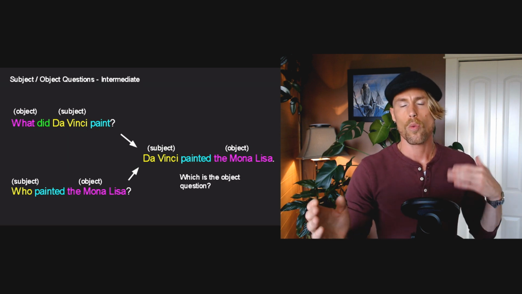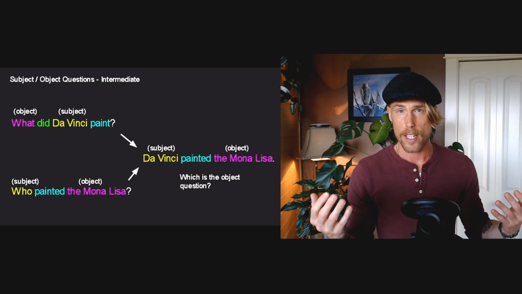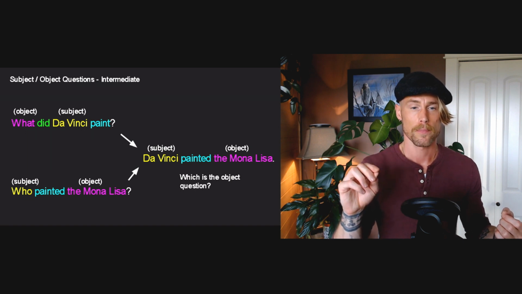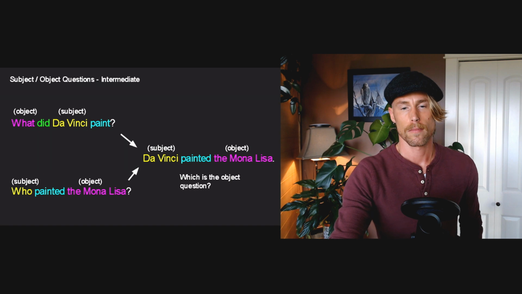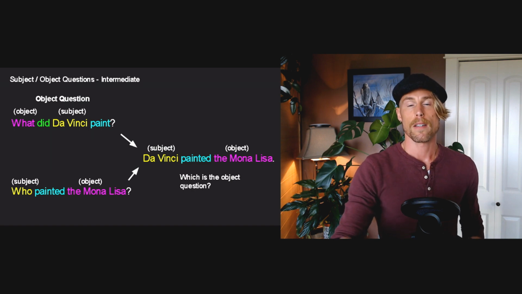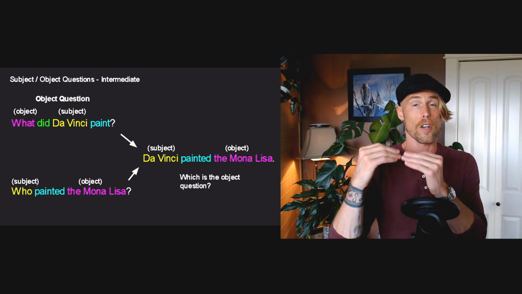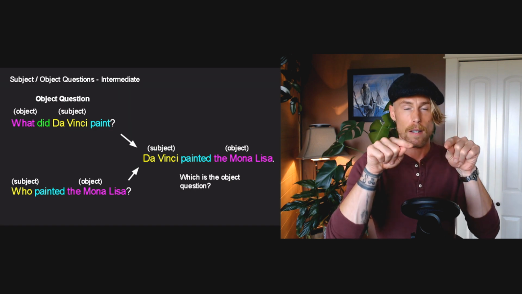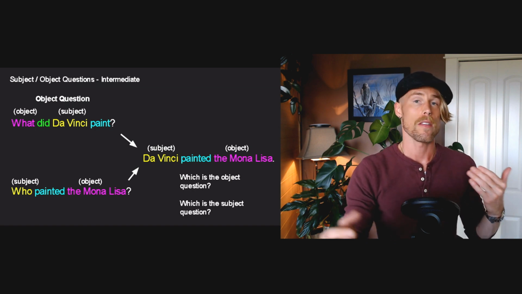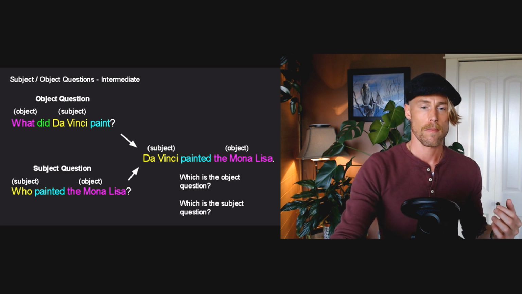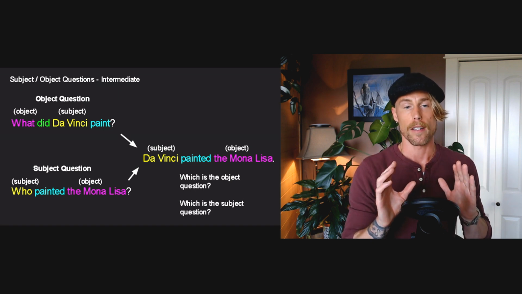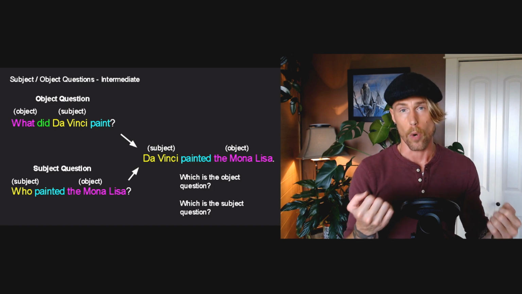So, which is the object question? What do you think? The first one or the second one? The first one is the object question, because the object is the question word, and you can see the auxiliary verb did. Which is the subject question? The second one, no auxiliary verb. And the subject is the question word.